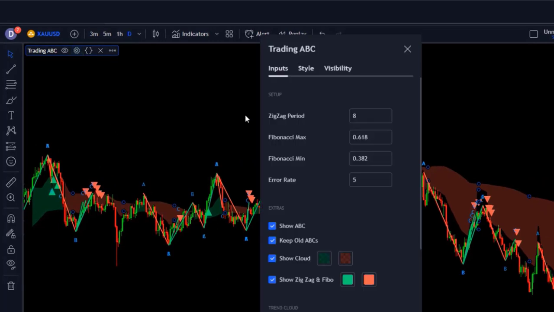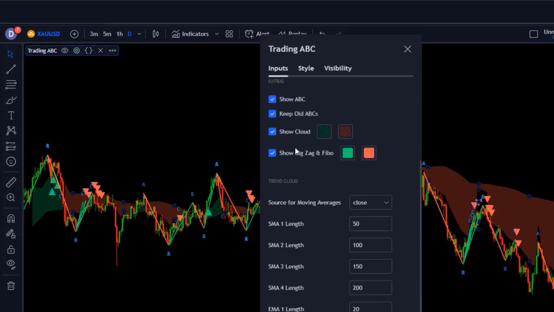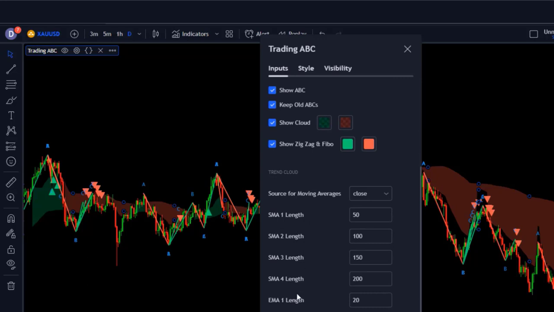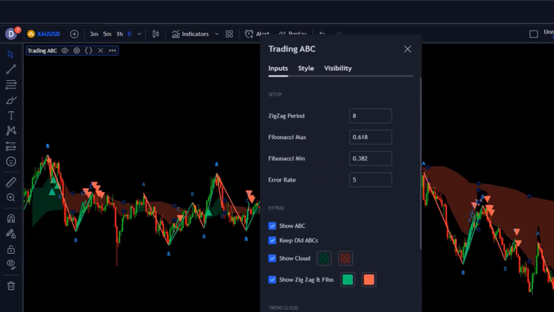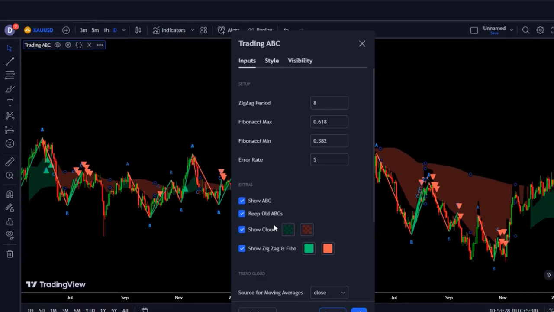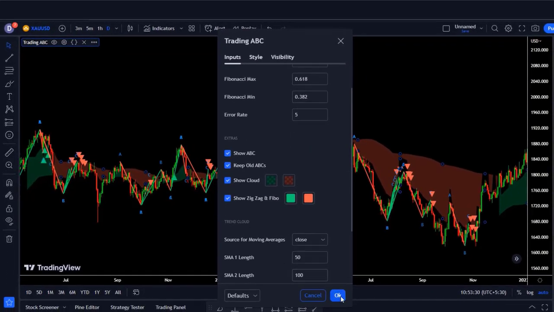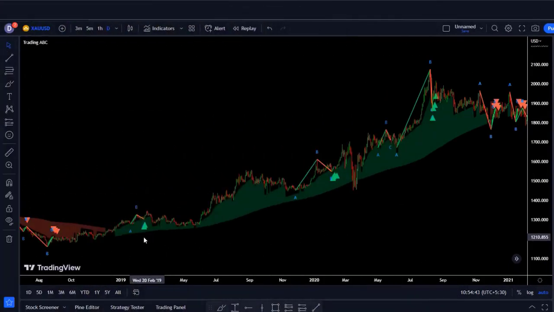Here in the input tab you can see that it's built based on a collection of simple moving averages and exponential moving averages with different lengths. As you can see here, this indicator identifies the ABC patterns with the help of Fibonacci levels and also a zigzag tool, and then it checks if the price bounces after the ABC patterns. If the price moves in the anticipated direction, then a triangle appears on the price chart, which are actually buy-sell signals. If there are multiple bounces, we can see that multiple triangles appear on the chart.